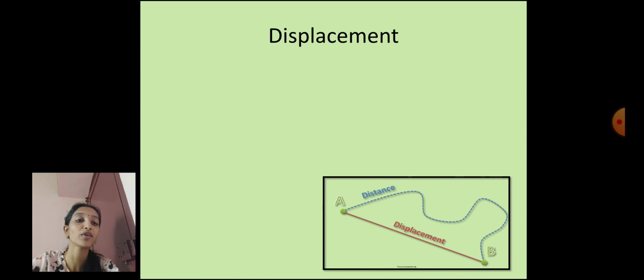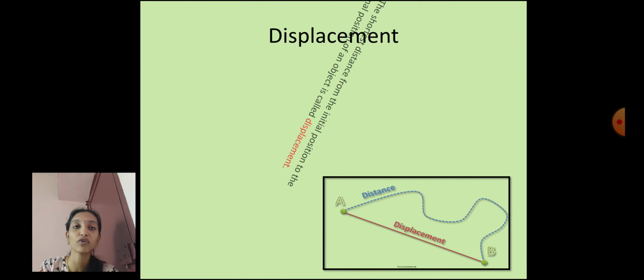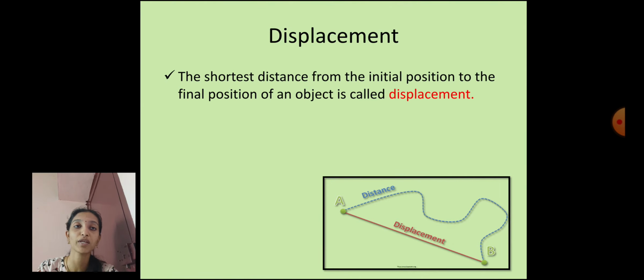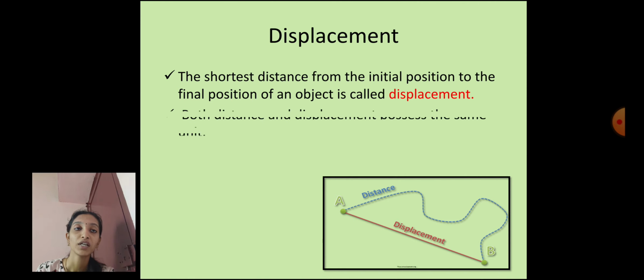From this diagram we can understand that the red color line represents the distance. The displacement is the shortest distance from the point A to the point B, where A means the initial point and B means the final point. The distance is the total length of the path covered by an object. So the definition for displacement is: the shortest distance from the initial position to the final position of an object is called the displacement.